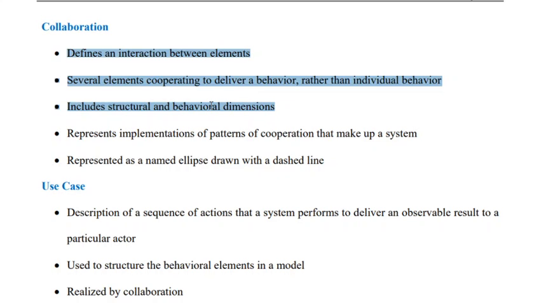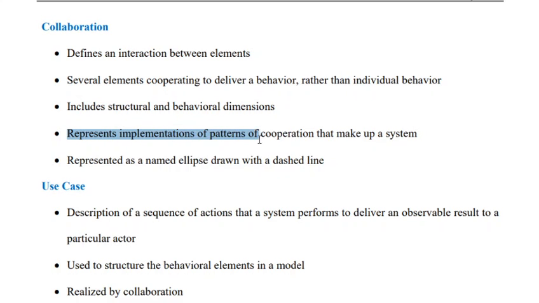the behavior is realized. So collaboration is the only representation in UML that exhibits both structural as well as behavioral aspect. It represents implementation of a pattern of cooperation that makes up a particular system. It shows the way the elements interact with each other in order to realize a particular behavior. But again, I'm emphasizing that collaboration is the only representation in UML that exhibits both structural and behavioral aspect, because the number and type of objects involved in realizing a particular behavior will never change with time. It is represented with the help of a named ellipse with a dashed line.